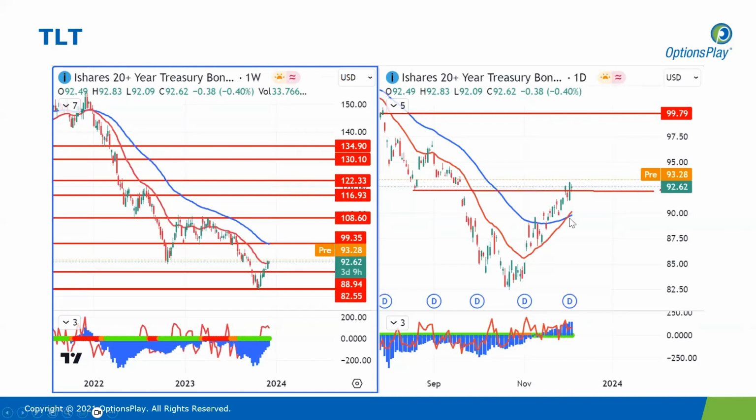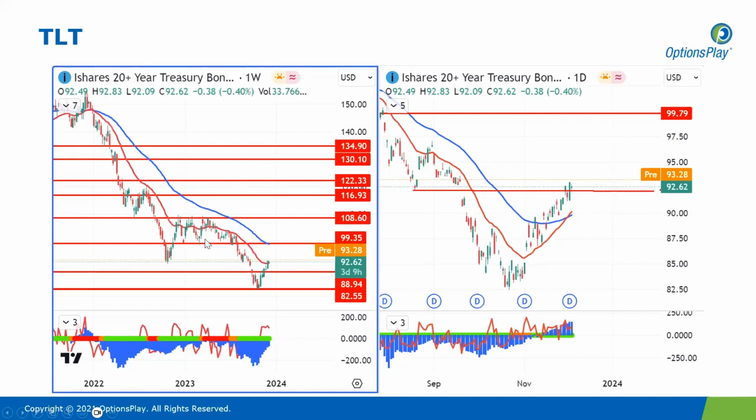which was a minor level of support that could potentially have acted as resistance. Momentum is turning positive. There's a lot of good positives to take from TLT, and right now I'd be looking at bullish opportunities. I know throughout the year, bearish opportunities were the way forward.